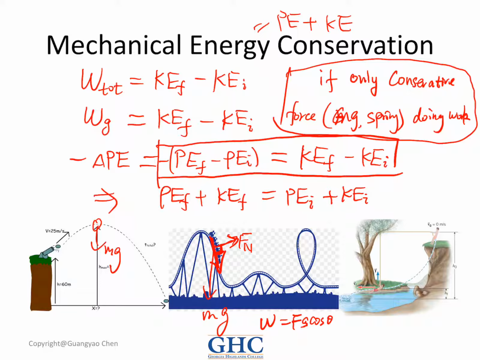And now look at the picture on the right. This boy is swinging down. When the boy is swinging here, you have tension and you have mg. Again, tension is always perpendicular to the displacement, so tension doesn't do any work. Only gravity is doing work. So mechanical energy is conserved for those three examples.